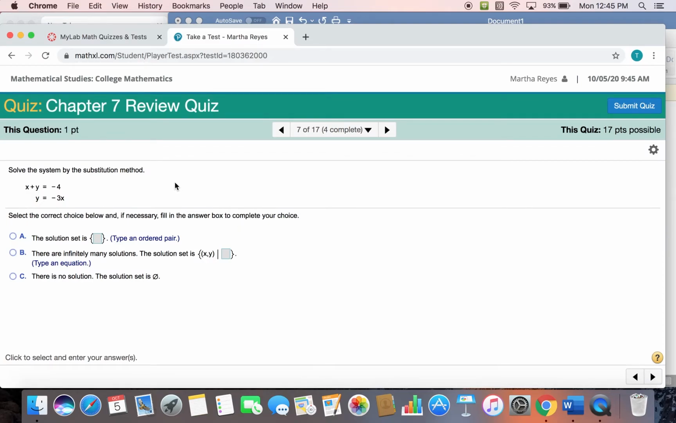Okay, solve the system by the substitution method. All right, now you need to know what the substitution method is. That's where you plug in something from another equation into the original. They made it easy for you. They have y right here solved. So all you have to do is take y from the second equation, where it's negative 3x, and plug it in to y up here. So you get x minus 3x equals negative 4.